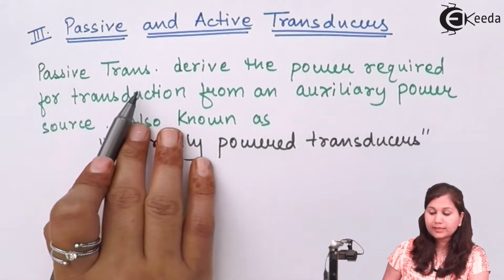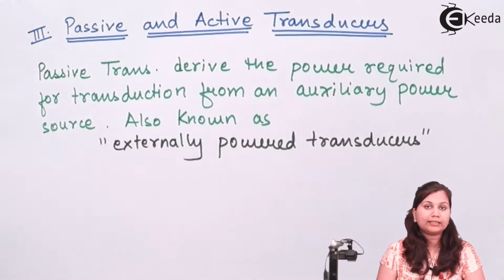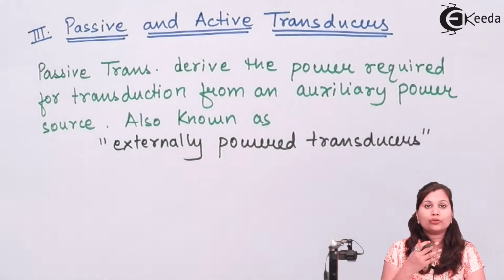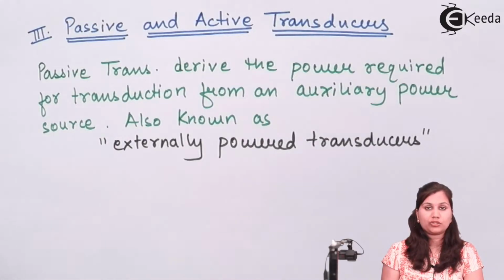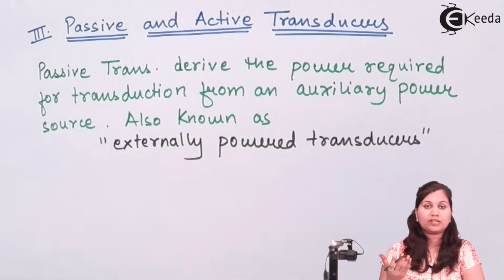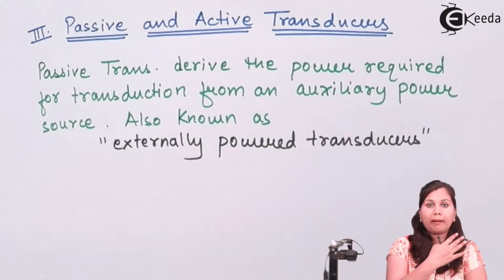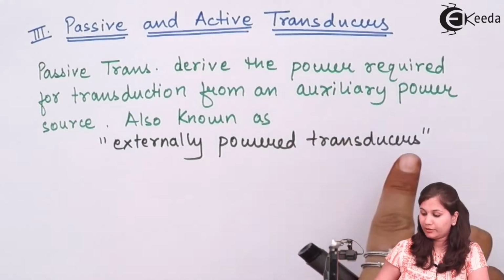The passive transducers derive the power required for the transduction from an auxiliary power source. We know that in the transducer the conversion is taking place, and this process of conversion is called the transduction. So for this transduction process, the transducer will require some energy, some power. How this power is available to the transducer, on the basis of that, they are classified into passive and active transducers. In the passive transducer, the energy or the power which is required for the transduction is provided from an auxiliary power source, meaning from an external power source that energy will be supplied. That is why they are known as the externally powered transducers.